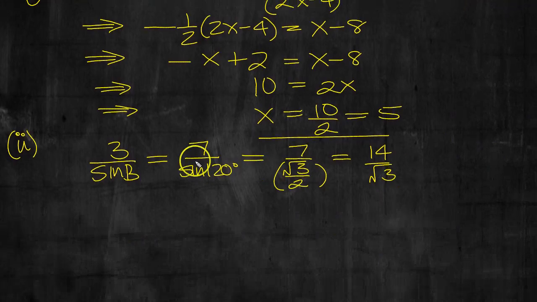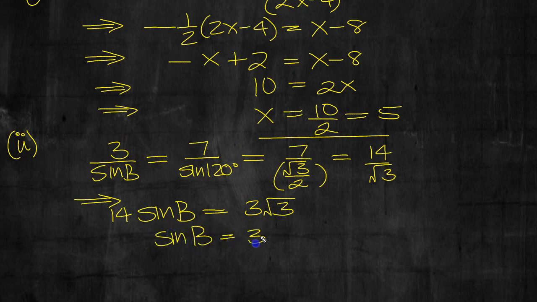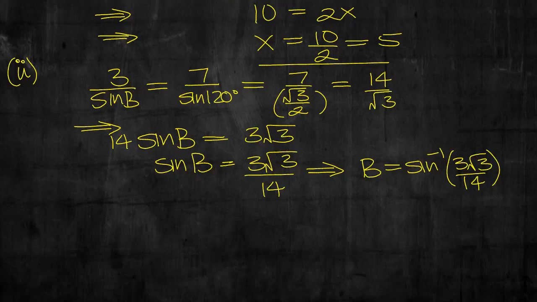Okay, so let's work out what sine B is. Let's move the sine B up to the top. So I moved that up here to be with the 14. And then move the 3 root 3 up to be with the 3. So that tells us what sine B is: 3 root 3 over 14. And that tells us that B is equal to shift sine of 3 root 3 over 14. And it's going to be a small angle, isn't it? Because we've got a 120 in the triangle.